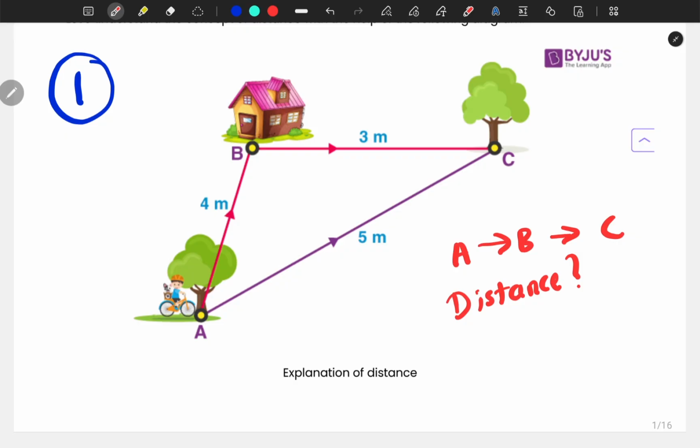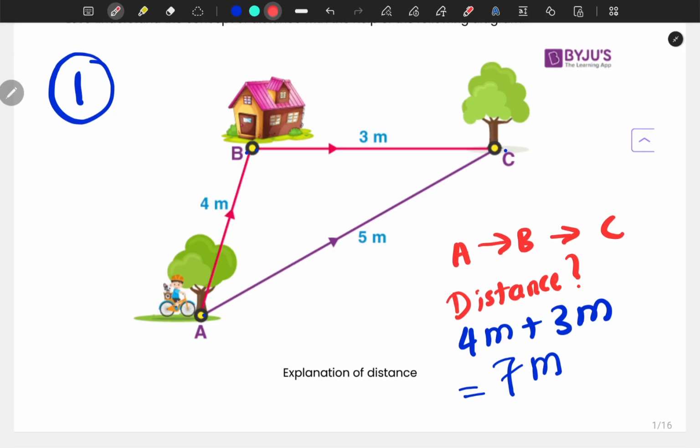Okay, I think you got what distance means? The total distance. So the distance from A to B is 4 meters, and from B to C it becomes 3 meters. The total becomes 7 meters. That is the distance.